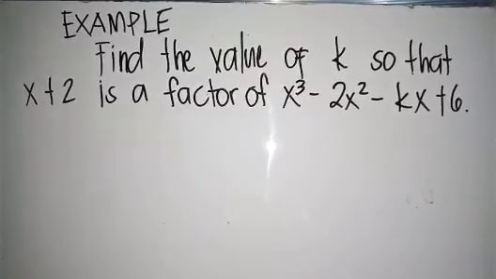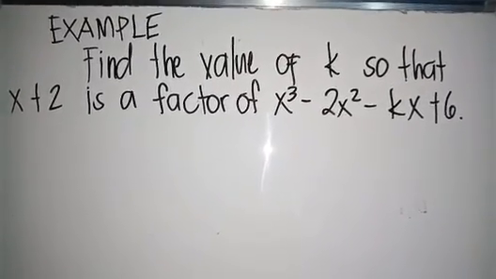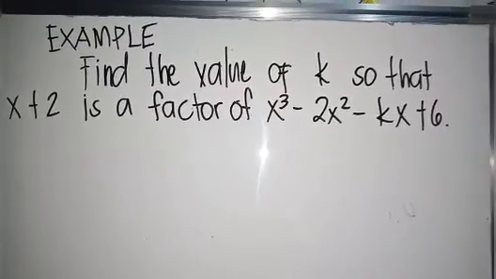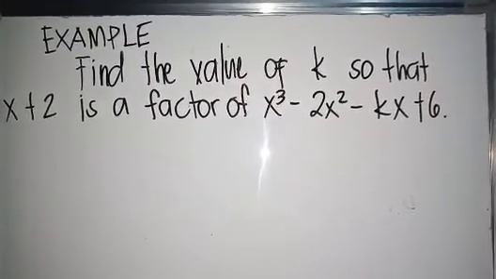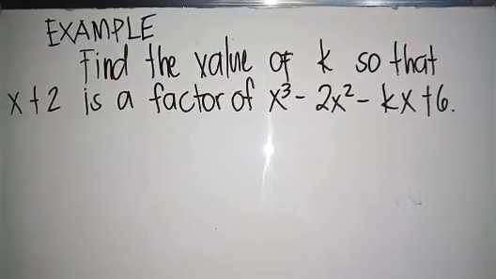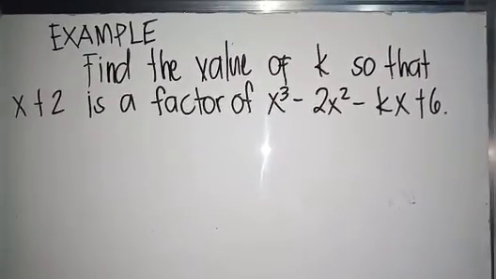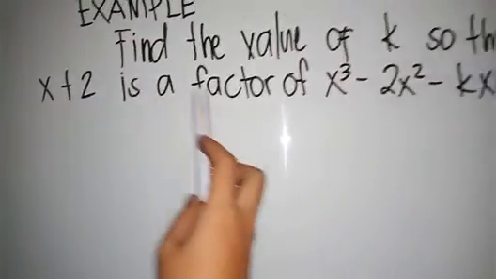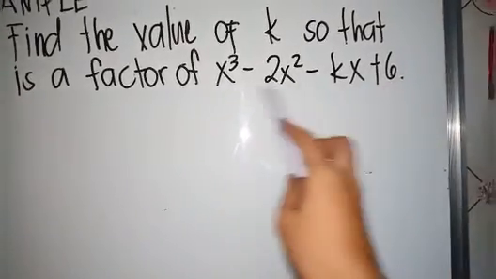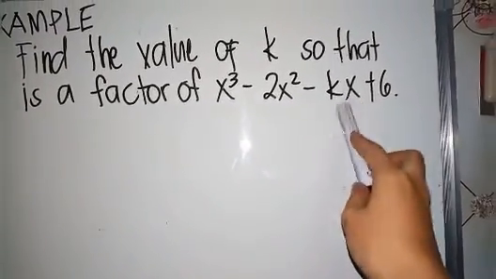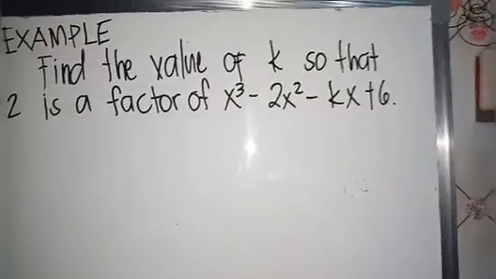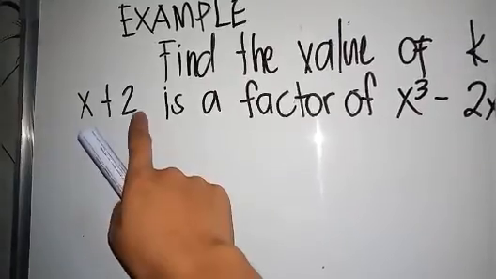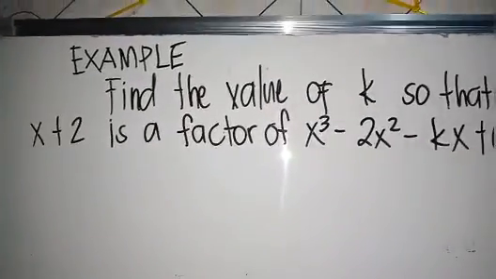Now, let's have another example. It says here, find the value of k so that x plus 2 is a factor of x cubed minus 2x squared plus kx plus 6. So, dito, kukunin daw natin muna yung value ng k para yung x plus 2 ay magiging factor ng ating x cubed minus 2x squared plus kx plus 6. So, first thing to do ay i-equate muna natin sa 0 bago natin kunin yung value ng ating k.